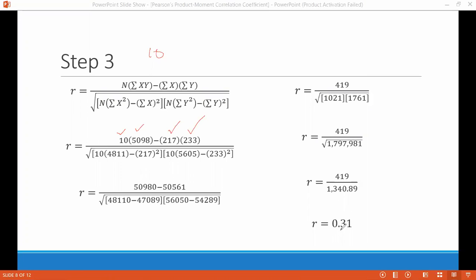Then afterwards, you simplify that one up until you have the value of r equals 0.31. Now, if you have a calculator na pwede siya diretso na mag-solve kay ani, mas better. Pero if wala, you must solve it slowly but surely. Following the PEMDAS para dili ka mag-error sa final answer nimo.